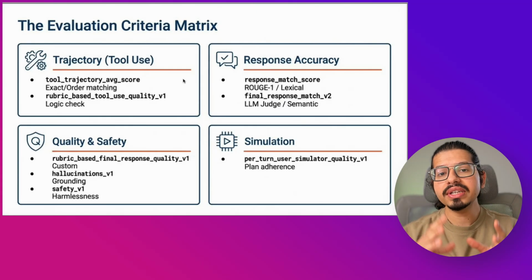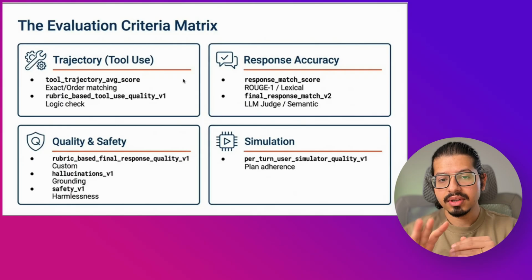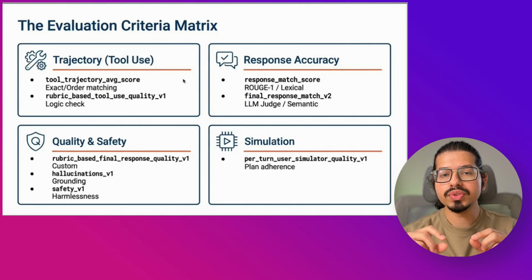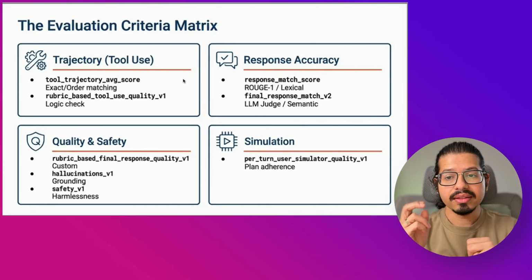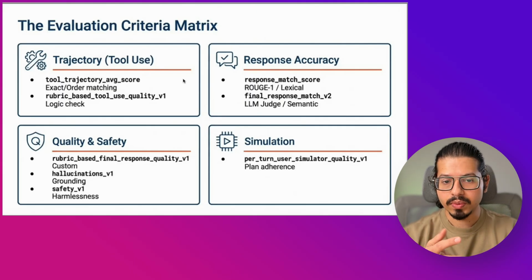Now let's look at the different evaluation criteria that Google ADK provides out of the box. As of the recording of the video, there are 8 criteria that are available. ADK groups these evaluation criteria into 4 areas. One is trajectory. There are 2 criteria under this: tool trajectory average score and rubric based tool use quality V1. Then second is response accuracy, to check whether the answer or the response is correct. There are 2 metrics available. One is the response match score, and the second one is the final response match V2.